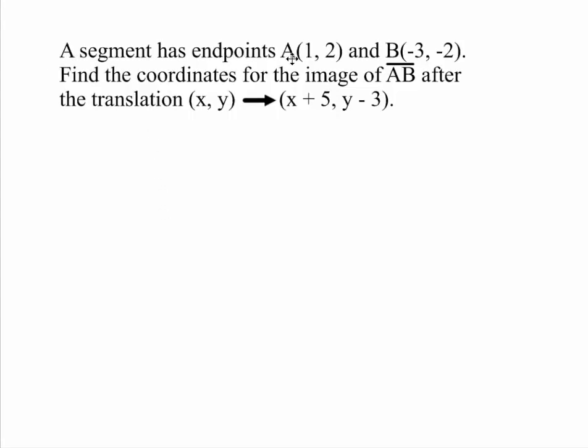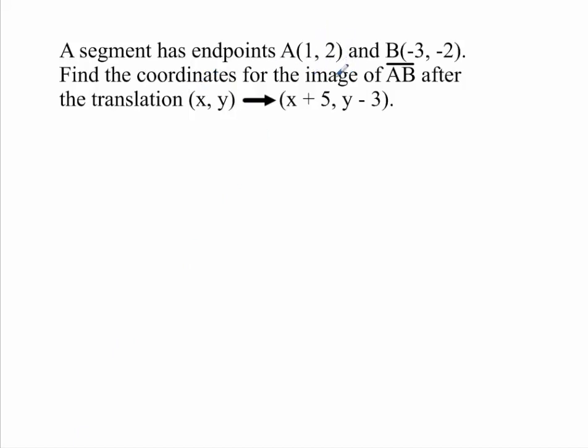A segment has endpoints located at (1, 2) and (-3, -2), and the names of these endpoints are A and B. Find the coordinates for the image of segment AB after the translation (x, y) goes to (x + 5, y - 3). So we want to know pretty much the image.